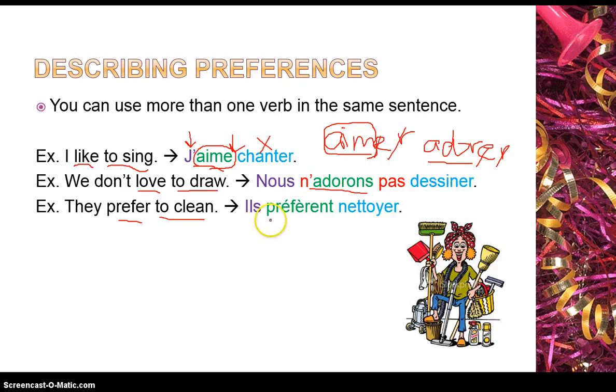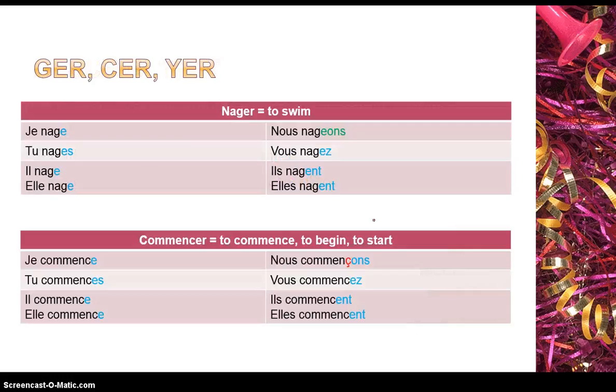Same thing with prefer. Remember, this part is in the boot, so your accents go aigu and grave. Okay, ENT ending, and just write nettoyer. Ger and sir verbs, very quickly. With your ger and sir verbs, there's one slight change in the nous form only. Nous form only. Everything else follows the same steps that we just talked about.